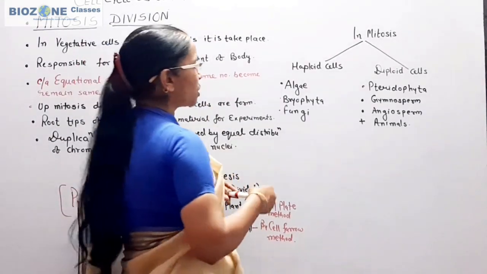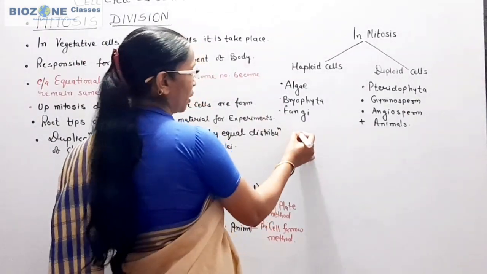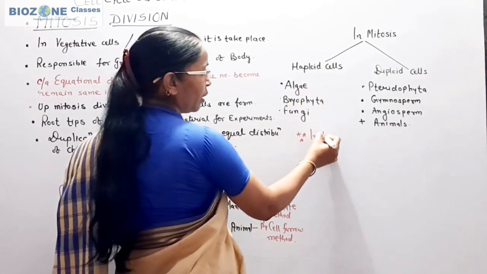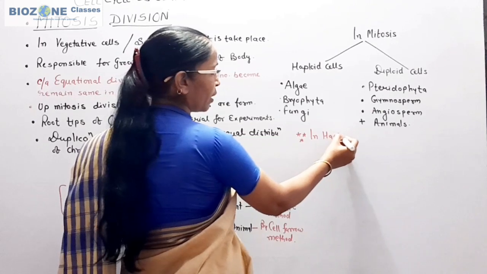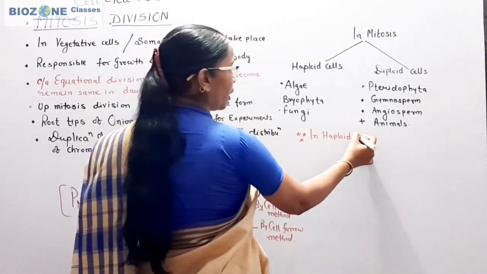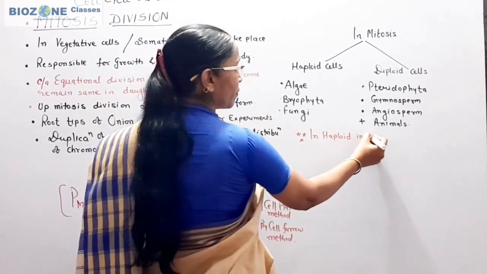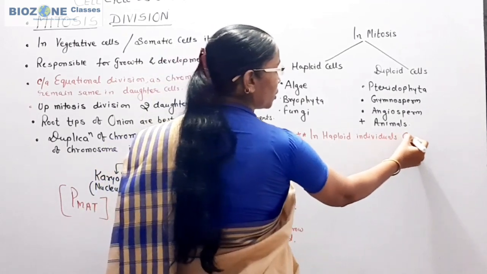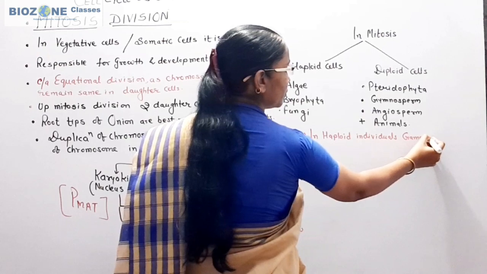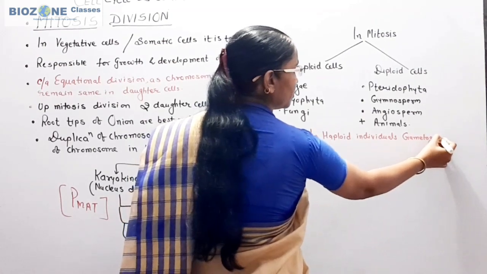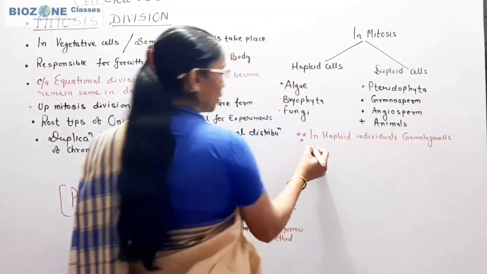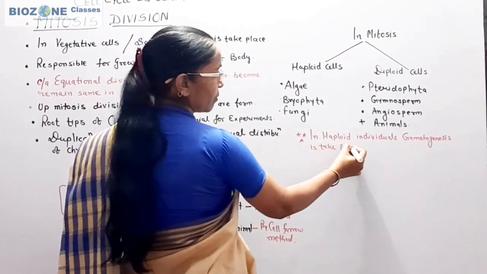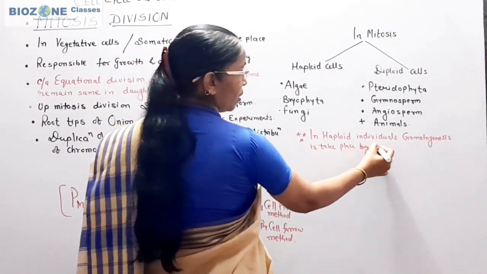Gametogenesis, one of the most significant parts that you will study in class 12th syllabus. In haploid individual, ये part आप याद रखिएगा. When in haploid individuals, gametogenesis takes place by mitosis.